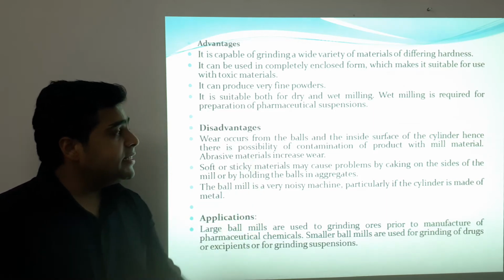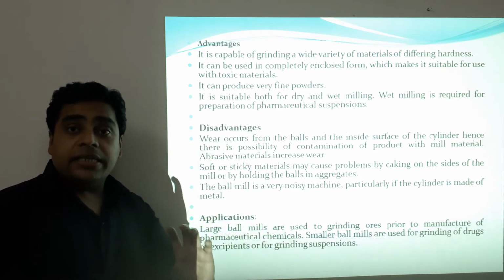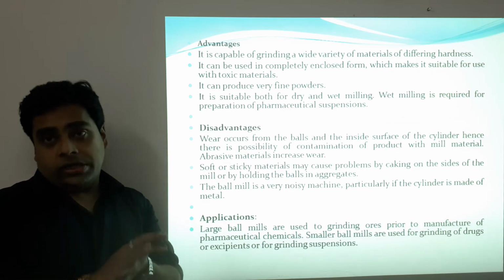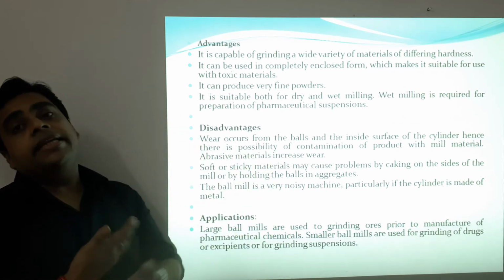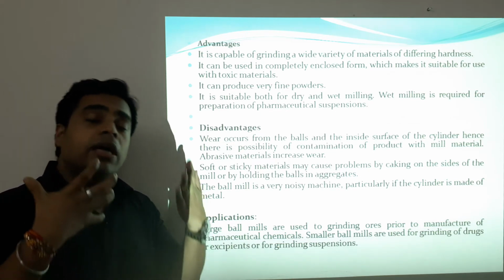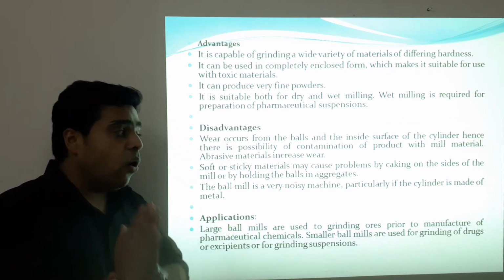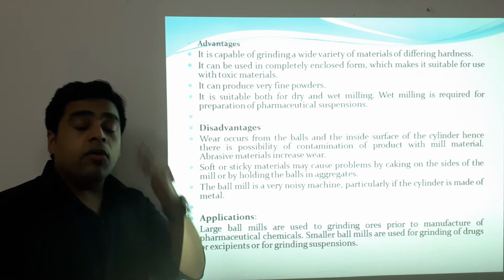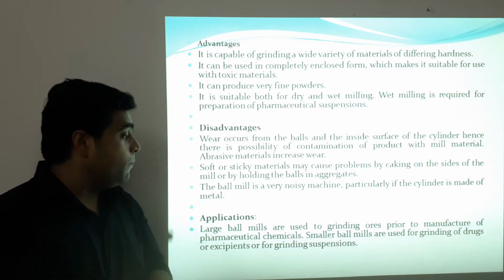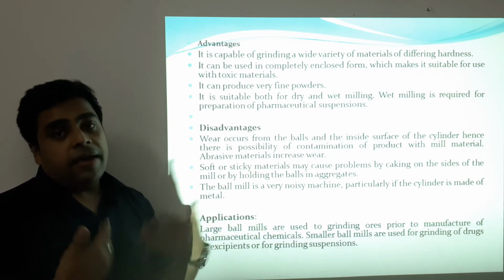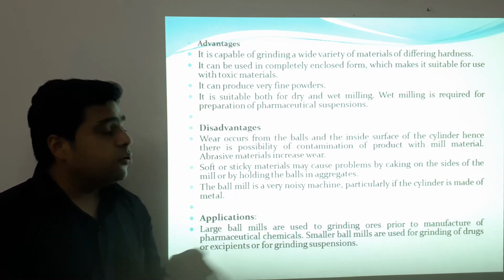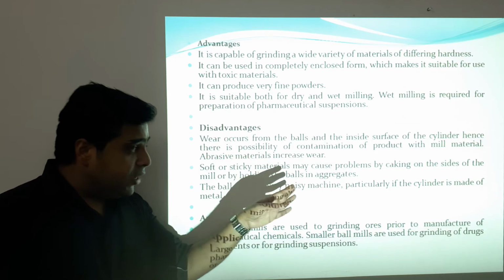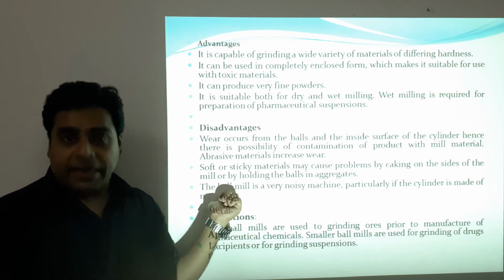Come to the disadvantages. The most disadvantageous thing is that wear occurs from the balls and from the inside surface of the cylinder, hence there is a possibility that contamination of the product or the feed can occur. Abrasive materials even increase this wear. Salt or sticky material may form a cake on the side of the walls, even on the balls, and it is quite a noisy machine, particularly if the cylinder is made of metal.